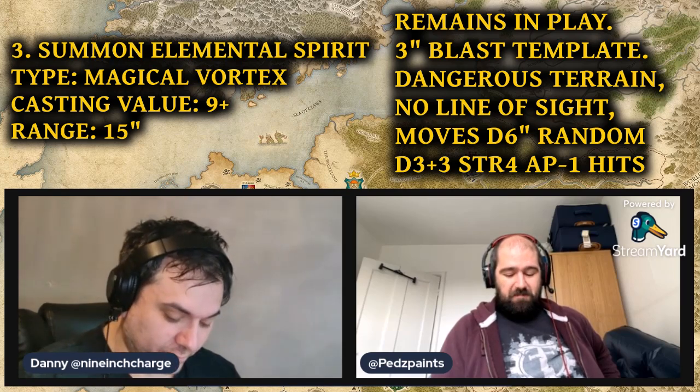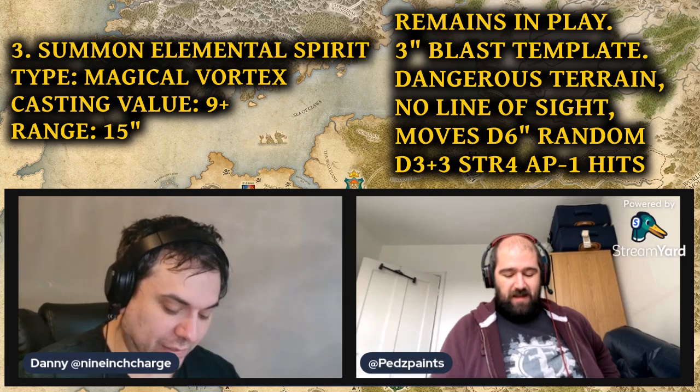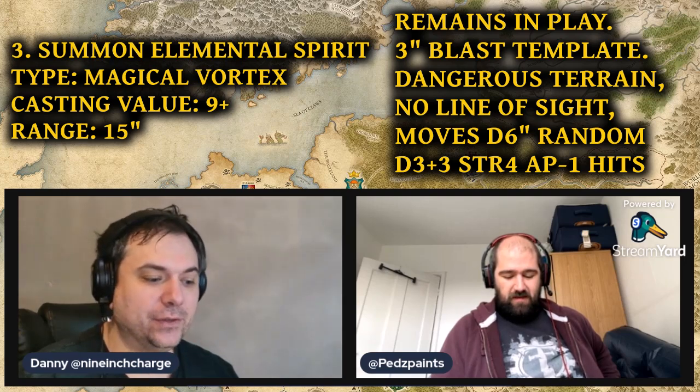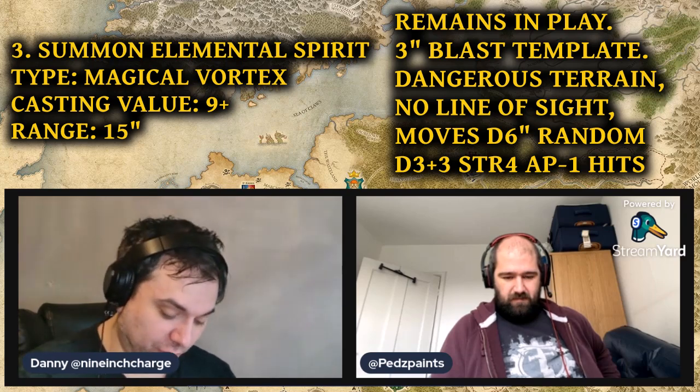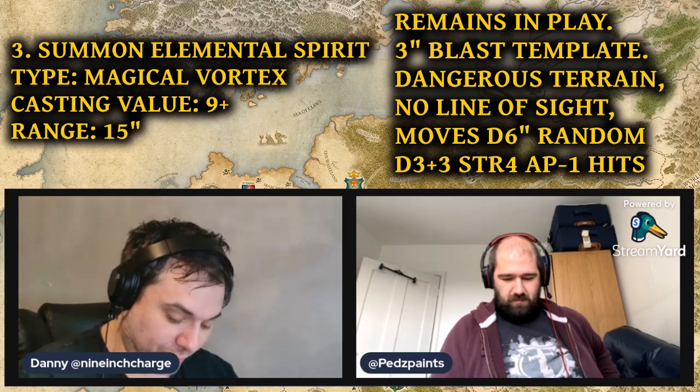I think that's quite good. It's got multiple utility because it blocks line of sight, so you can put that in front of a cannon or something like that if you want to stop it from seeing or shooting you. It also causes damage when it moves over you.